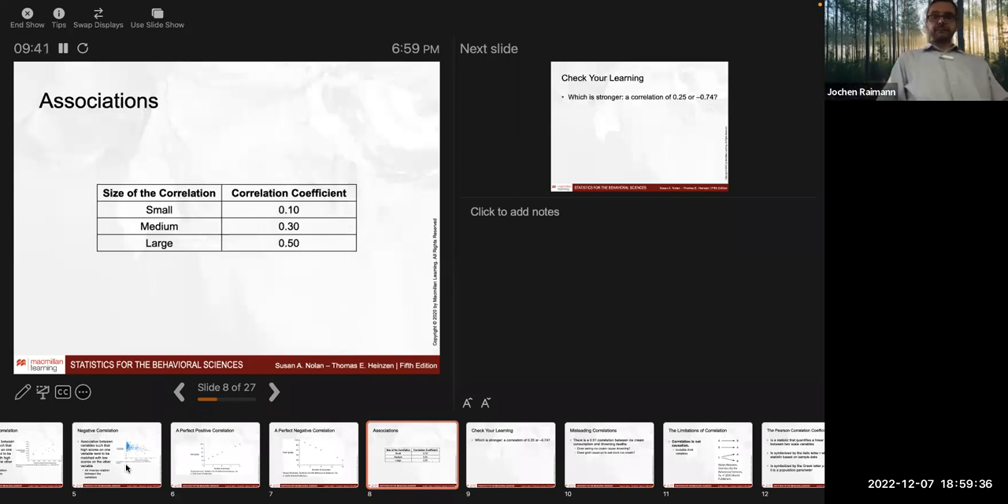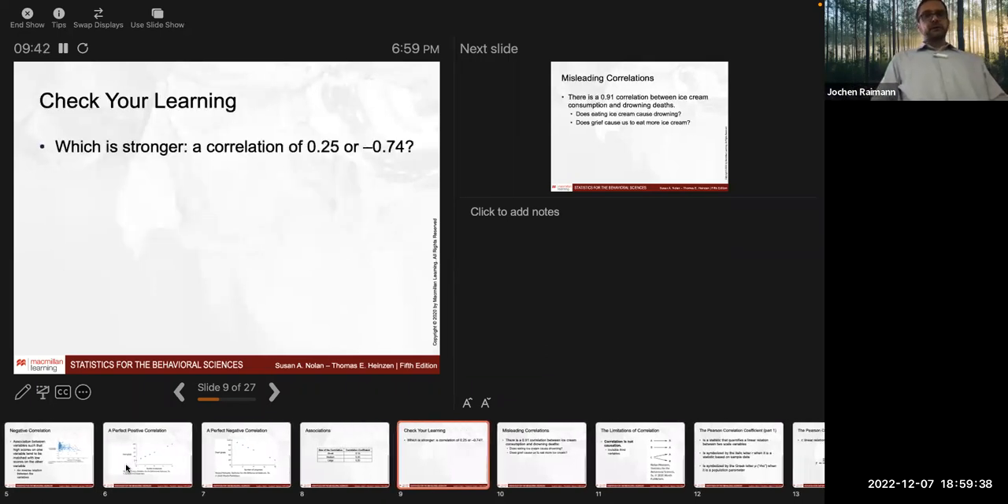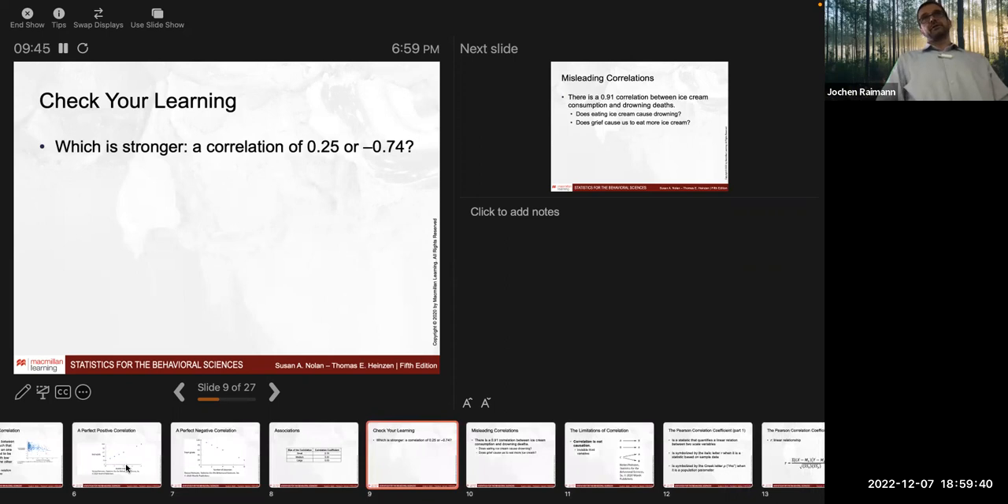Simple so far, right? Now the million-dollar question, which is a stronger correlation, 0.25 or -0.74? Exactly. It's the absolute value of a negative correlation that is determining the strength, so it's stronger than 0.25. Flagging this for the quiz exams. So that's a question you will almost certainly see.